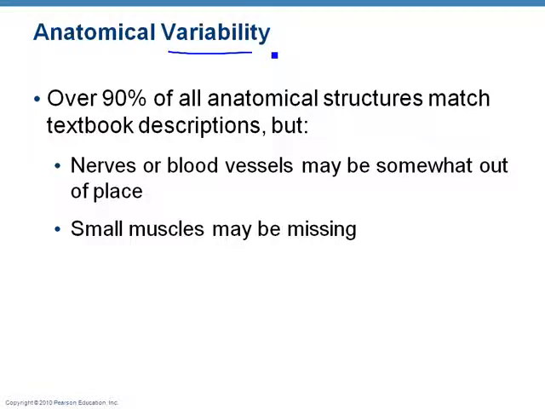90% of all of our stuff is the same. If you did an autopsy on me and you or your classmates, most of us will be the same. But there's a few things that are different. You may have an extra nerve. You may be missing a blood vessel. I may have an extra one. There's a few changes. I might have an extra muscle, or my muscle may not be quite as big. So there's a few things.